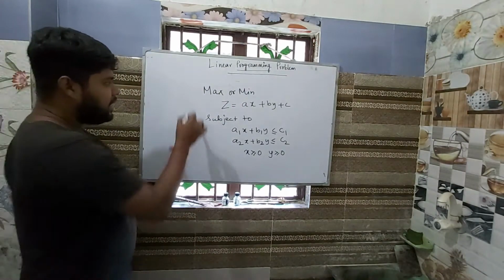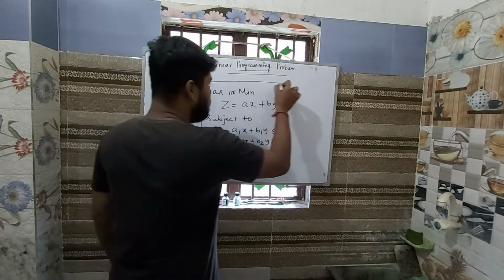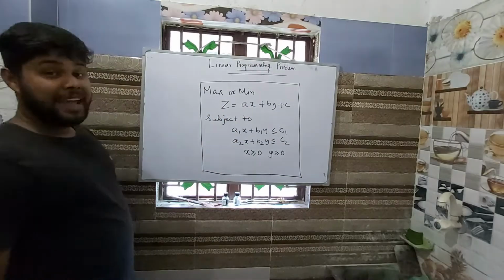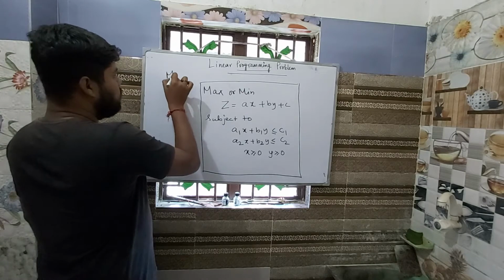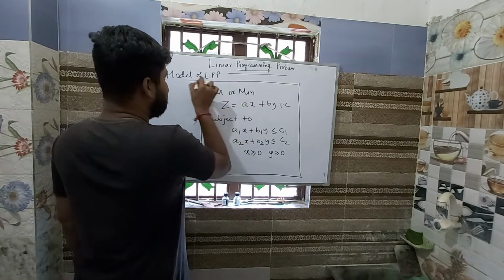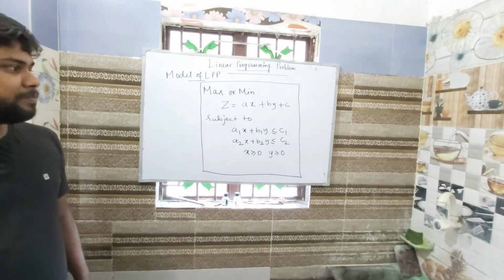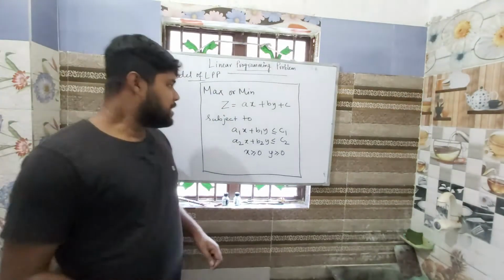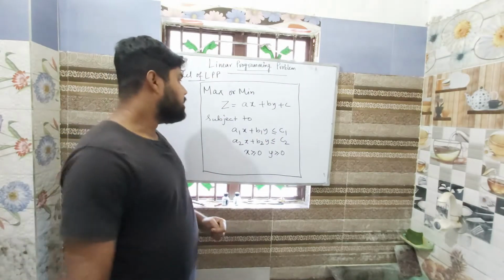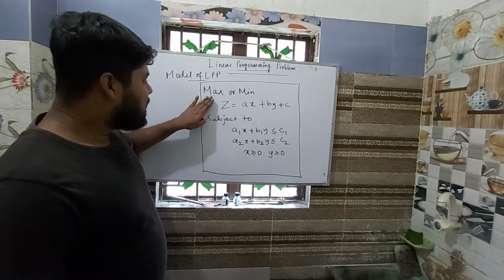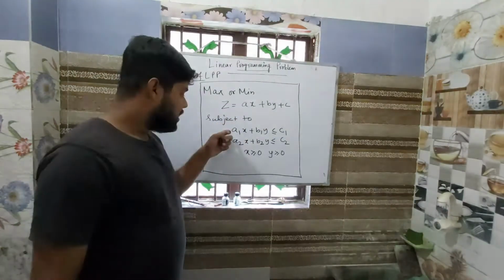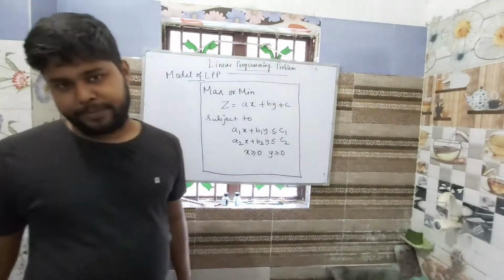So this is a model of an LPP. Fine, right? So how do we read this? If the problem is saying max, so if we are trying to maximize, then we say max z equals to this, subject to the constraints this, this and this.